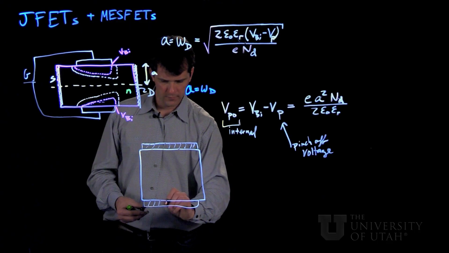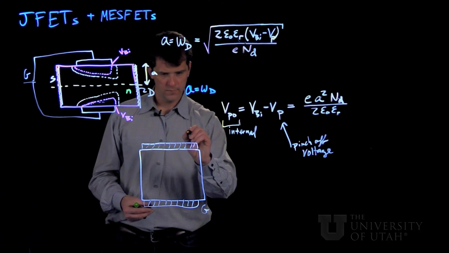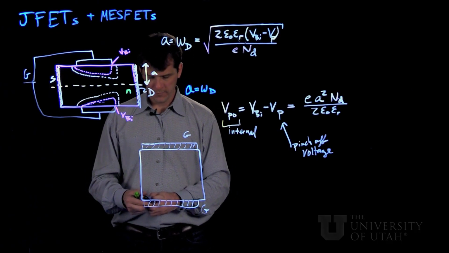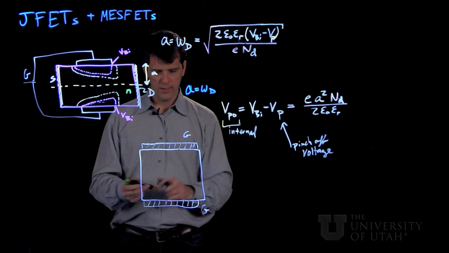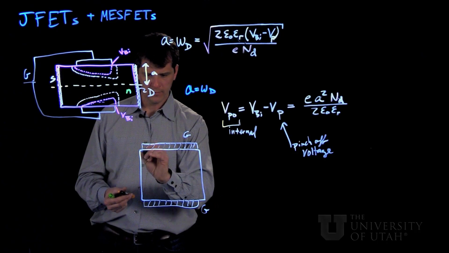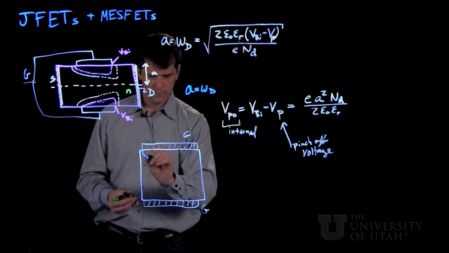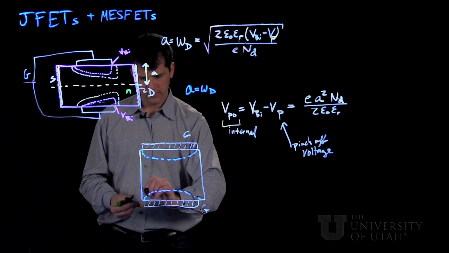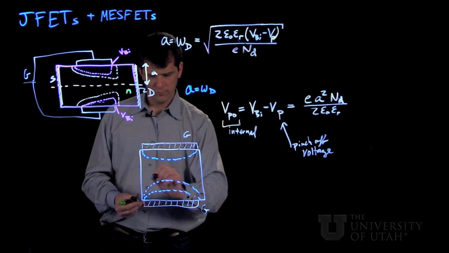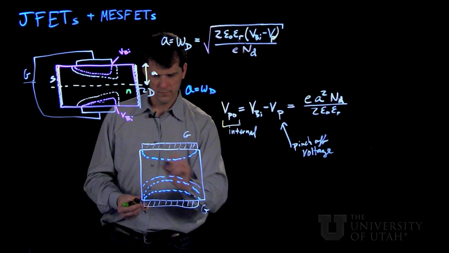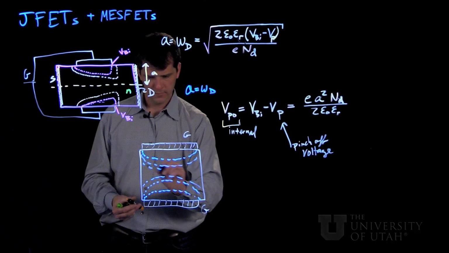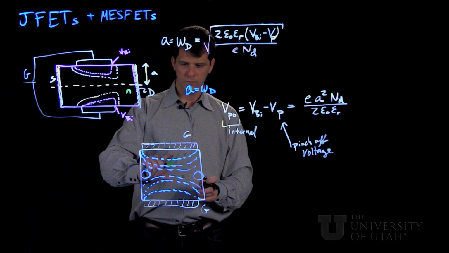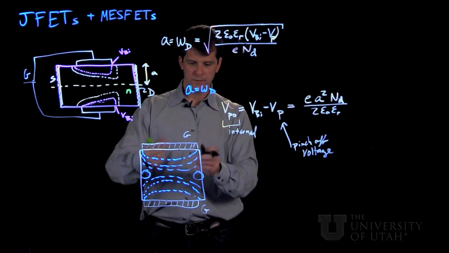So these are the two gates. And let's just look at the cross-section of our channel as we add more and more gate voltage. The channel will start pinching off like this, but it's harder and harder to control conductivity through the sides here than it is to pinch off in the middle where there's no fringing fields at all.